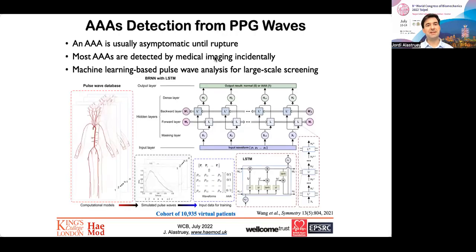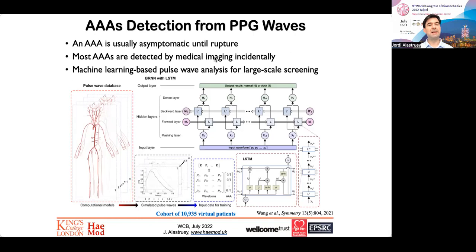The first study is the detection of abdominal aortic aneurysms, or AAAs, from pulse wave analysis. These aneurysms are usually asymptomatic until rupture, which is unfortunately associated with very high mortality. Therefore, early detection of AAAs is of paramount importance in reducing mortality. But the problem is that most AAAs are detected by medical imaging incidentally. So we're investigating pulse wave analysis methods based on machine learning that are more convenient and also less expensive for large-scale screening than medical imaging exams.